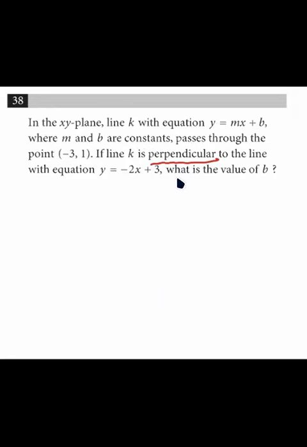Anyway, K is perpendicular to the line. We're given the equation of one of the lines, negative 2x plus 3. So that would be like this. And then this equation would be like this, positive. So in this case, perpendicular means we just flip this. So from negative 2x, it would become 1 over 2.